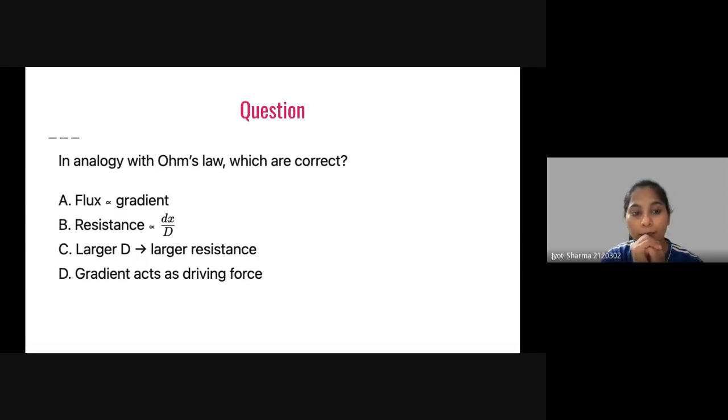Okay, now we have that Ohm's law has a similarity with Fick's law, and you have to tell me which are correct. Flux is directly proportional to gradient. Resistance is directly proportional to dx by D. Large D means larger resistance. Gradient acts as driving force. Which answers are the right ones?